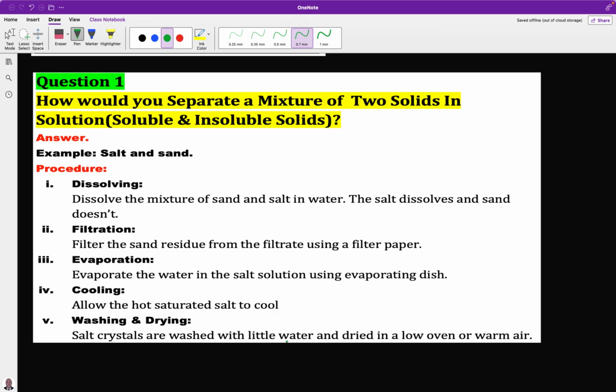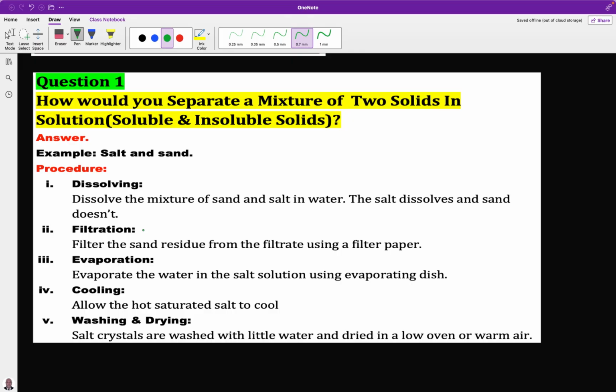Salt and sand. How will you separate a mixture of these two solids that are in solution? Our example is salt and sand. Now, on dissolving the mixture of sand and salt in water, the salt dissolves and the sand doesn't. Now, our answer starts from what? From filtration.